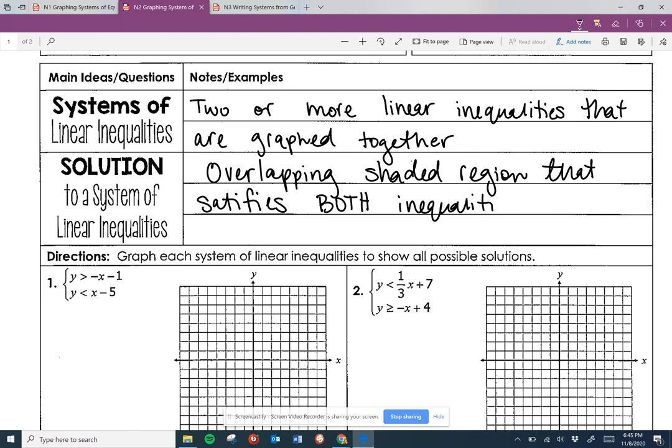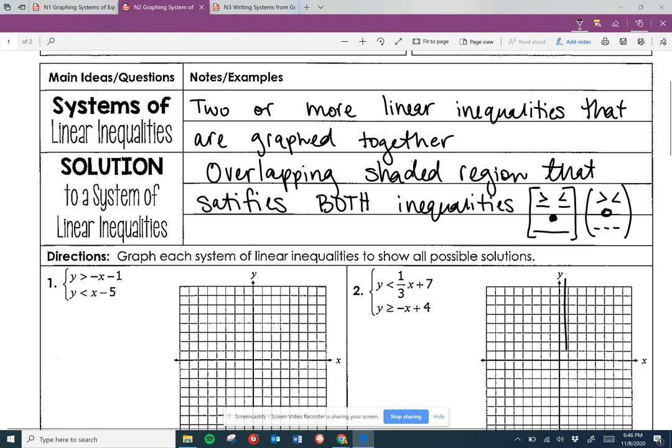Okay. Also, don't forget if we draw our little math emojis, that if we have a line with an equal to, it's going to be a solid line, and those are going to be included in our solution. If we have just the less than or the greater than, those are going to be dashed lines, and those are not included in our solution. Okay, so let's scoot down a little bit and look at example 1.